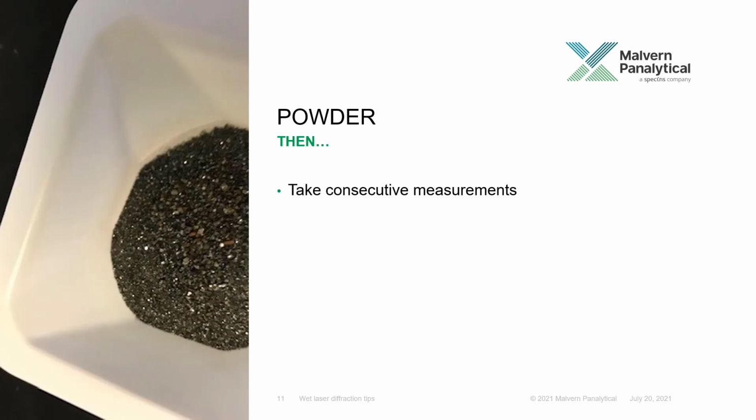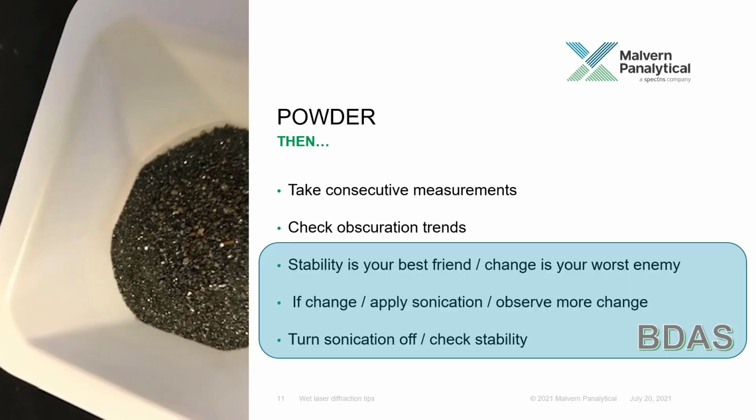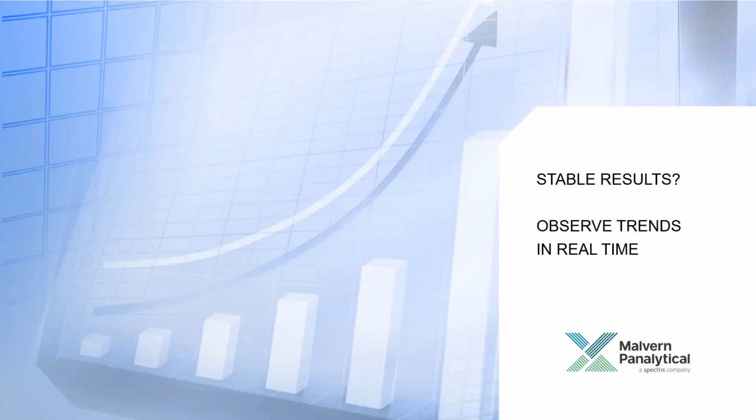You can then treat a powder exactly like a suspension. Take consecutive measurements, look at trends, do a B-DAS study, and only average on stable data. The best predictor of success for size testing is the stability of the results, so it is important to observe trends in real time.